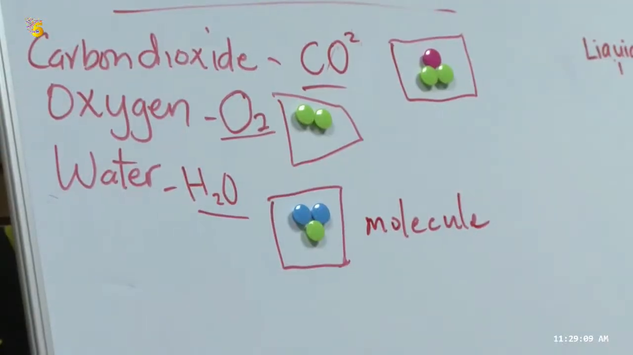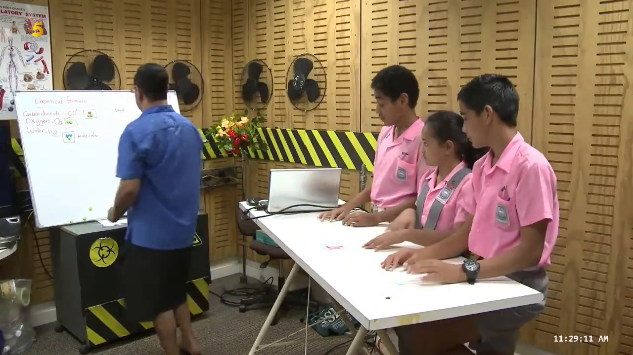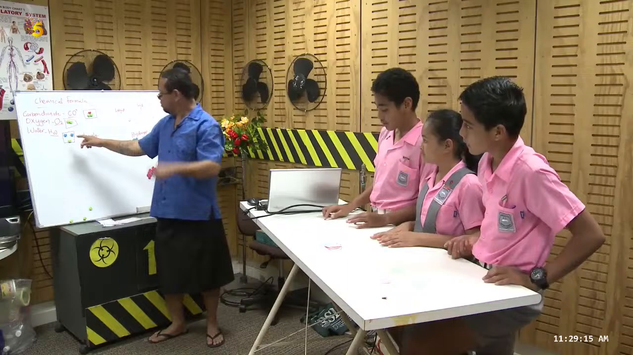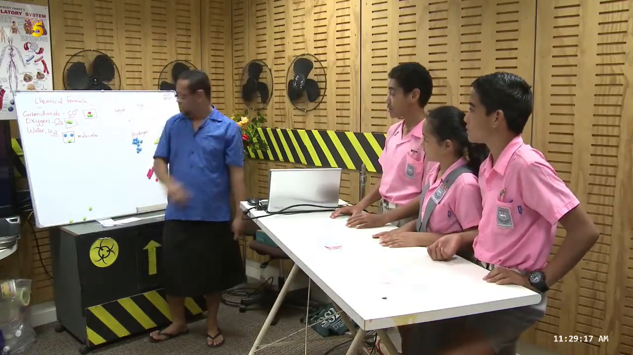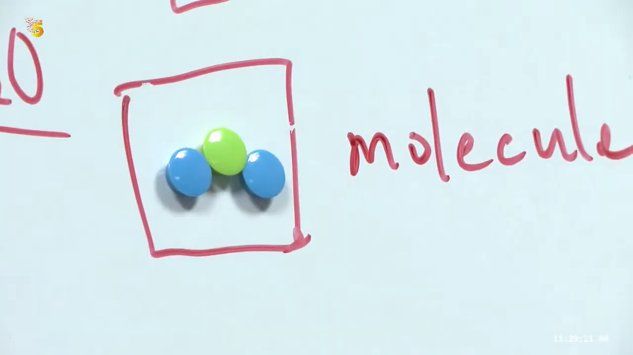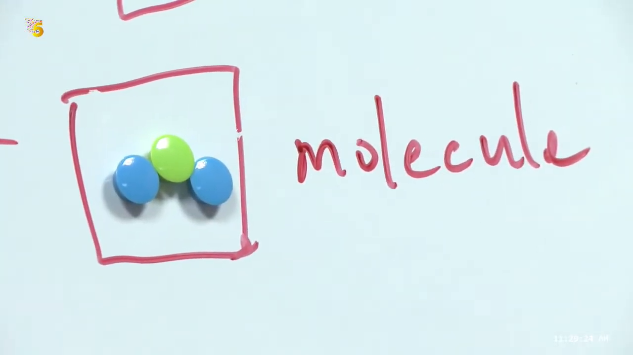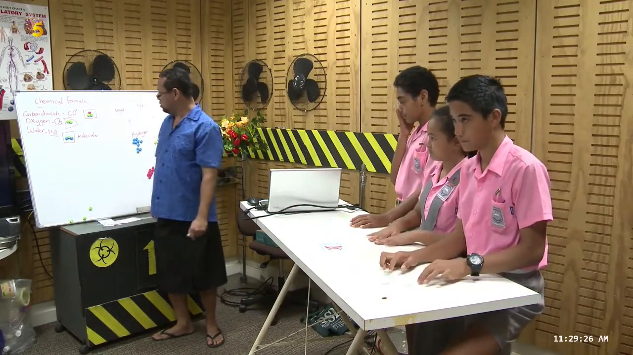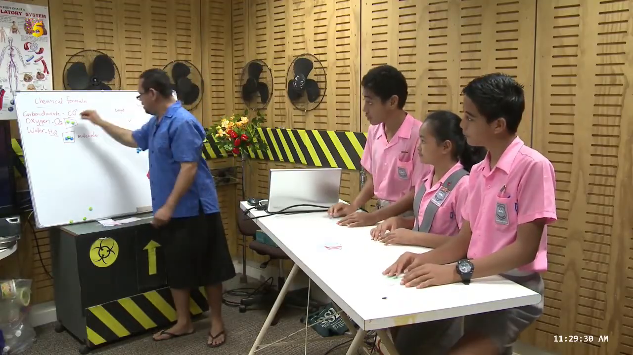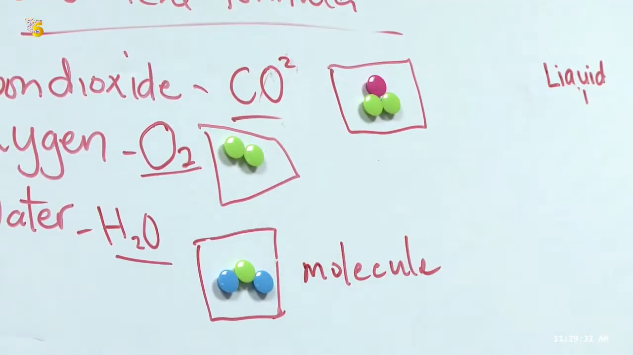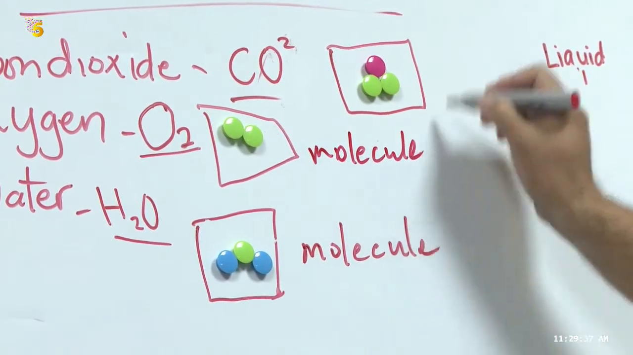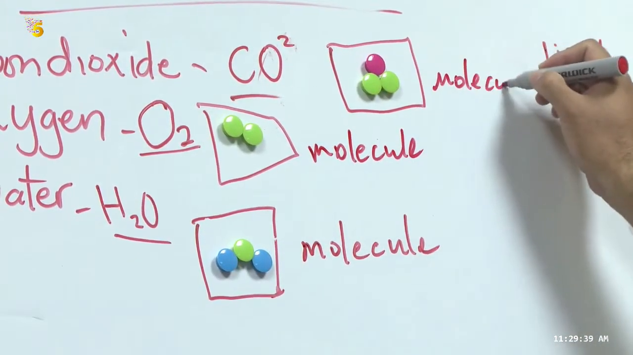Okay. Now separate the molecule. What do you call this? Atoms. And when you put together these atoms, you have the molecule. Water molecule. If you separate them, atoms. Bind them together to form a molecule. The oxygen molecule.